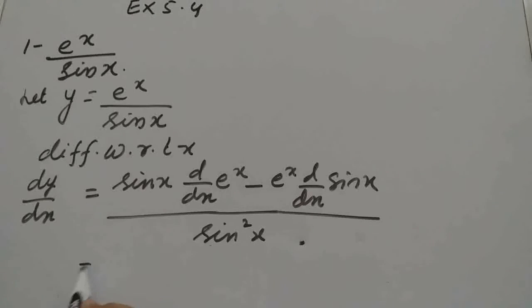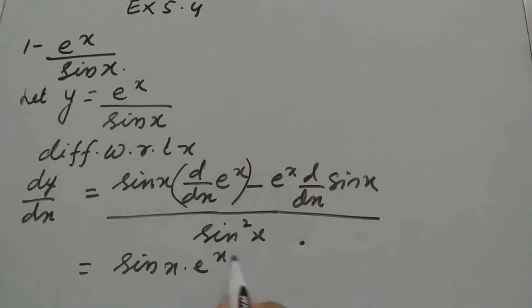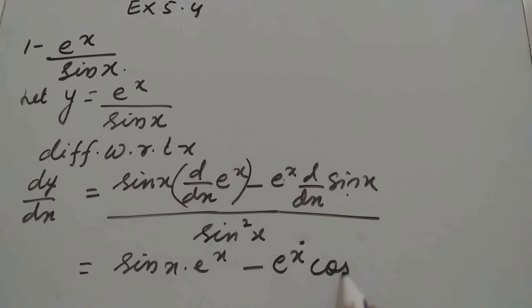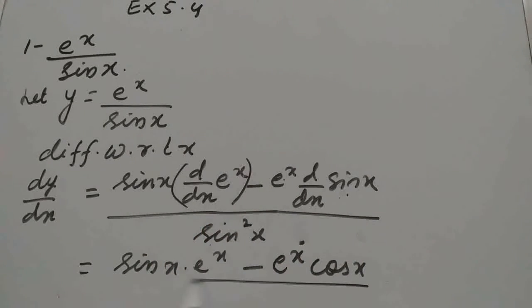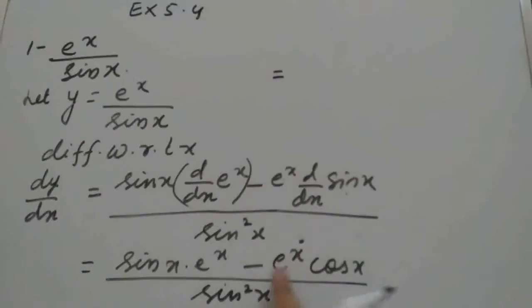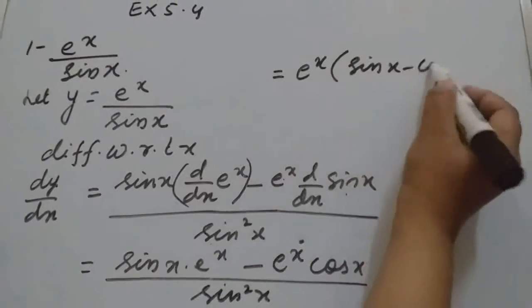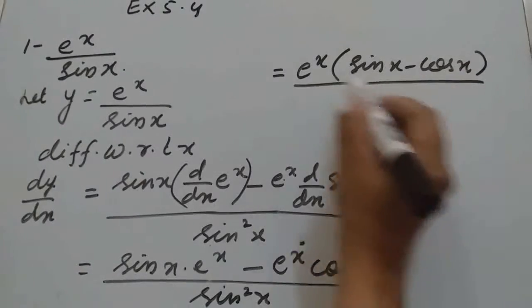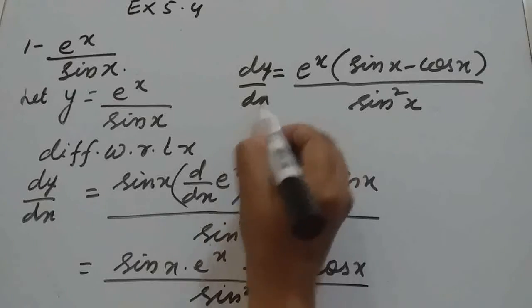Okay, so now here the derivative of e power x is e power x only. Sine x, the derivative is cos x. All are standard functions. See, sine x, e power x, no need to find the derivative of another. Sine square x, the denominator will be same. So what we can do, e power x we can take common. So sine x minus cos x divided by sine square x. So this is your final answer.